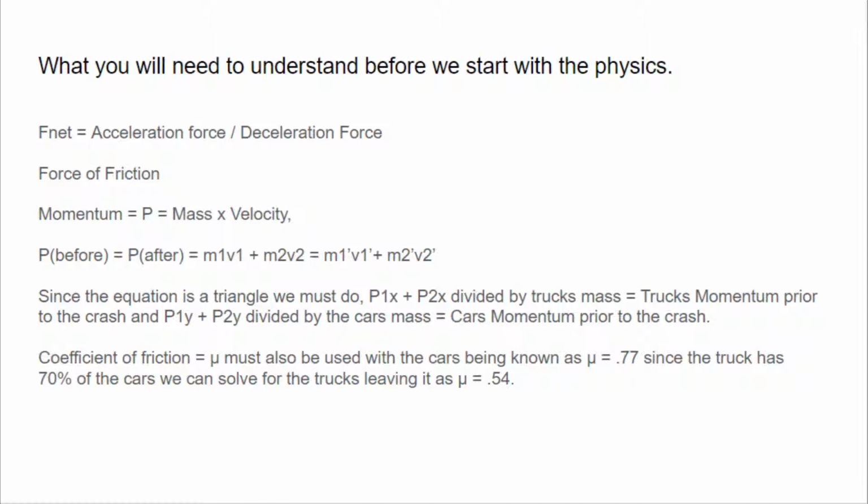momentum after. In other words, the mass times the velocity of the collision beforehand will equal the mass times the velocity of the collision afterwards. And since the equation is a triangle, we must take the respective components and divide them by their respective masses. What we also need to remember is the coefficient of friction, because since we know that the car was 0.77 mu and the truck has 70% of the car's, we can solve for the truck's mu value of 0.45.